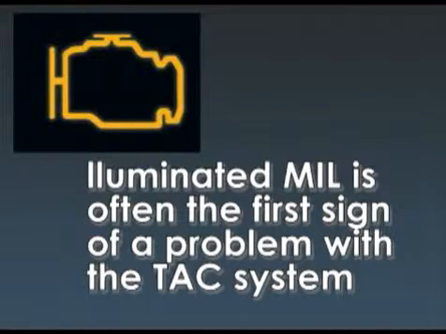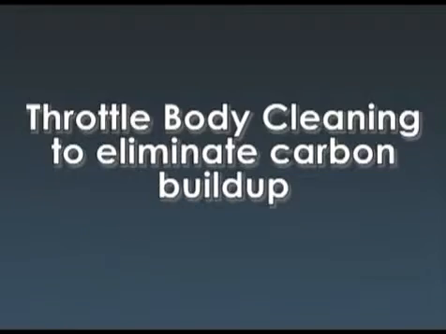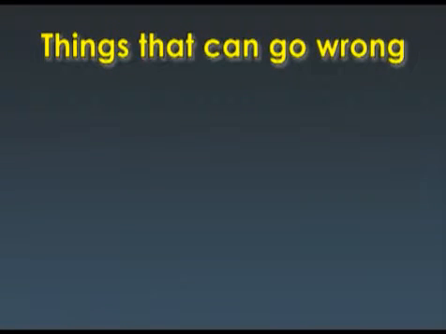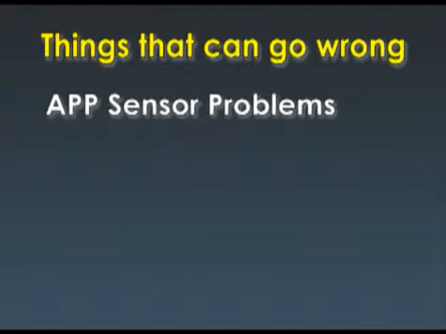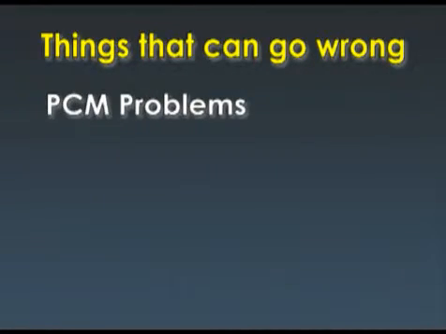An illuminated MIL is often the first sign of a problem with the TAC system. However, stalling, AC shutoff, and engine surging may also occur. The geometry of the throttle body will not tolerate changes in airflow due to carbon buildup. A quick tip: a slightly binding throttle blade, a flaw in motor circuits, etc. will cause the system to flag an error, set a DTC, and put the vehicle in limp mode. Things that can go wrong with the system: software problems, initialization problems, communications problems, AP sensor problems, TP sensor problems, TP motor problems, TAC module problems, PCM problems.